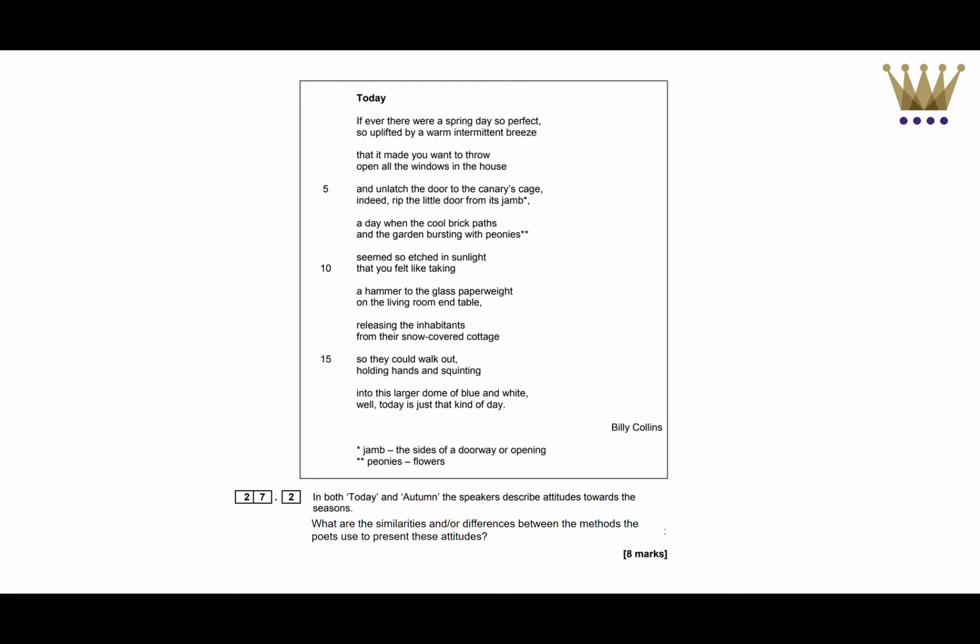"Today, if ever there were a spring day so perfect." Okay, so straight away I've spotted spring is the season that I'm looking at, and "spring day so perfect." Now I'm going to start thinking straight away, is that positive, negative? I've spotted a positive. "Uplifted by a warm intermittent breeze." Uplifted makes me think of joy. "Then it made you want to throw open all the windows in the house and unlatch."